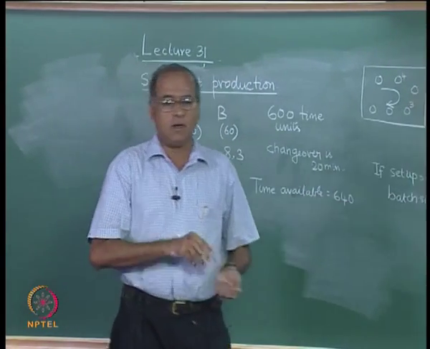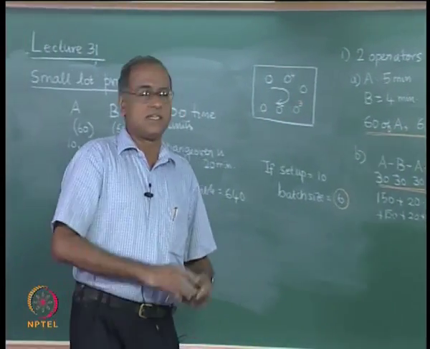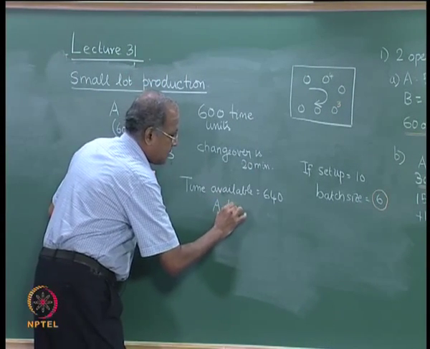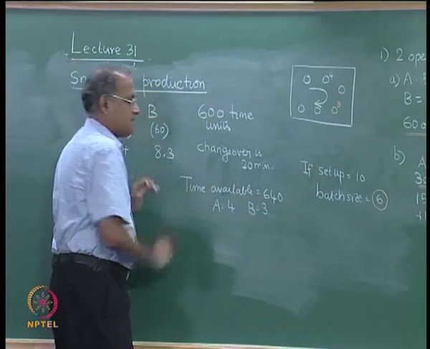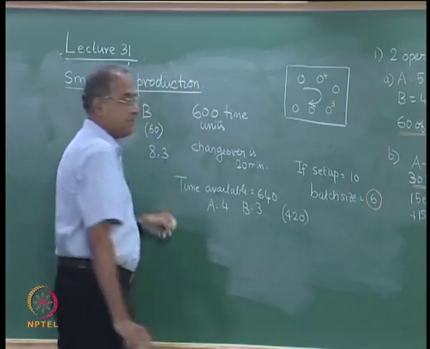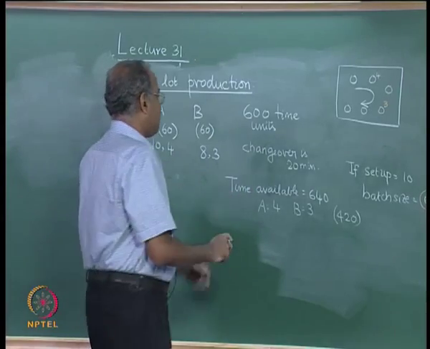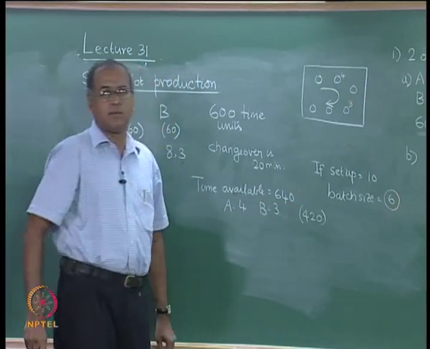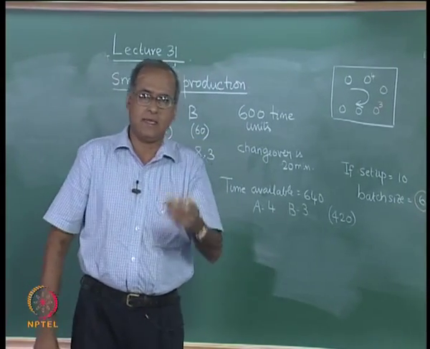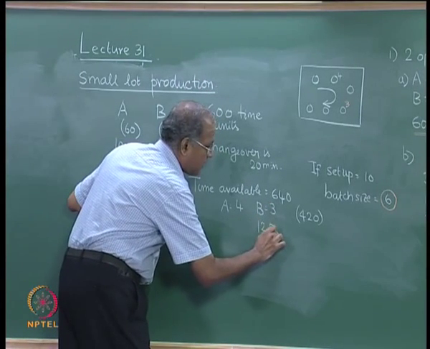So, when time available becomes 640 and we consider 3 operators, so times for A is 4 units and time for B is 3 units, total processing time required is 420. So, now we have 240 units of time available for setup, and if the setup time is 20, then for 240 we could have 12 setups.